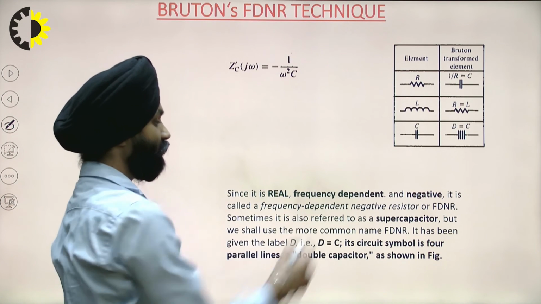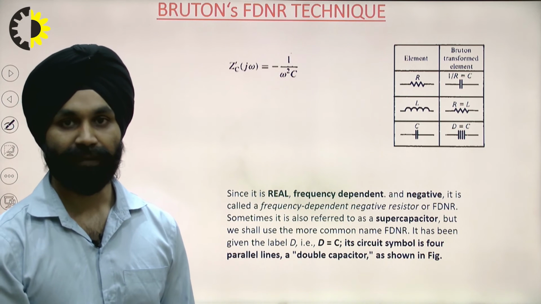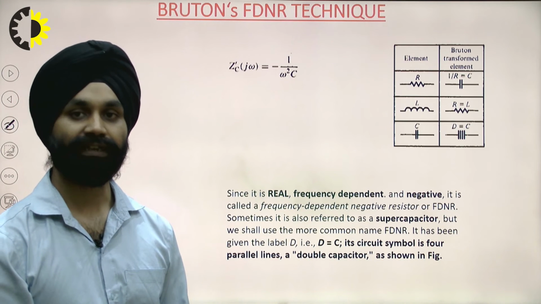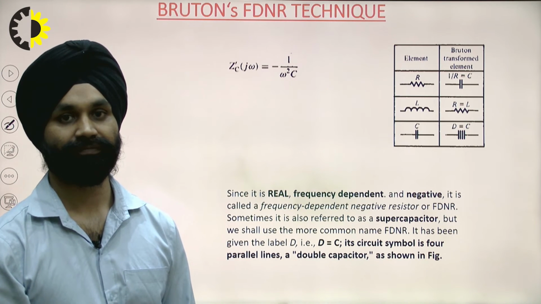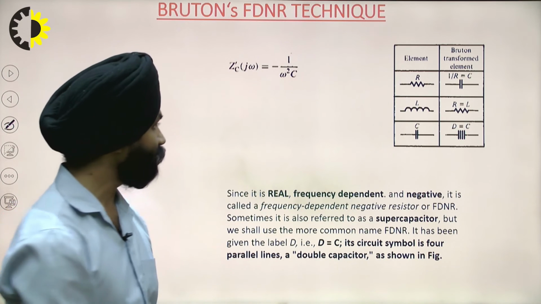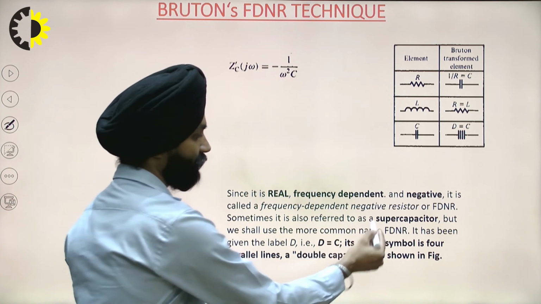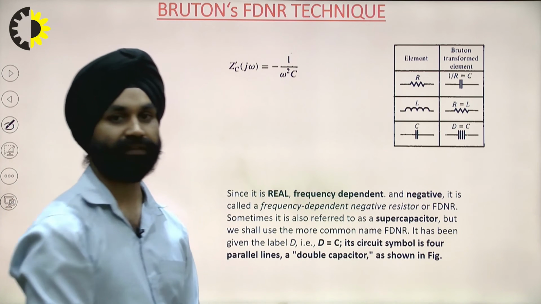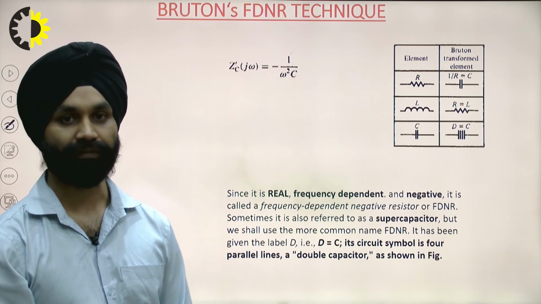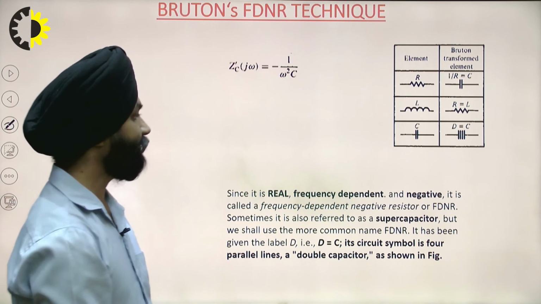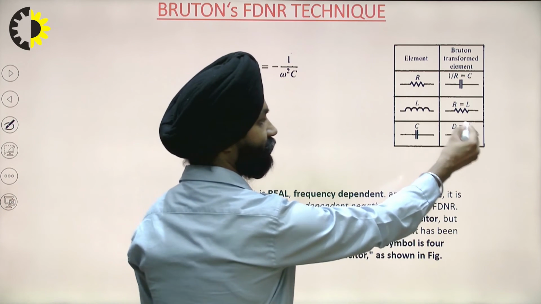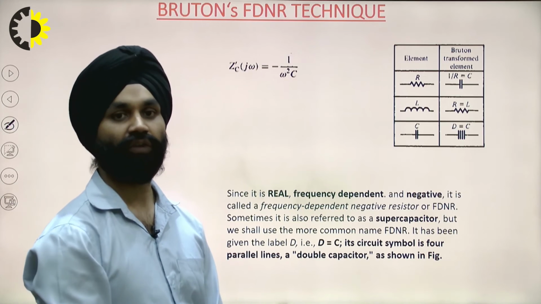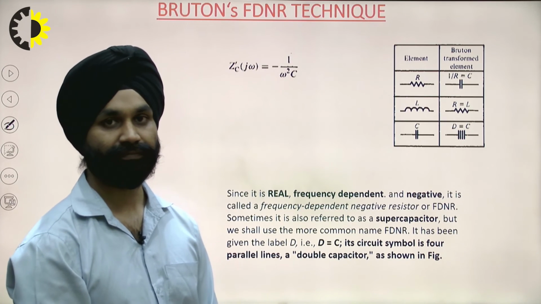Another thing, it is frequency dependent, and second, it is negative. So it is also called the supercapacitor, but mostly it is known as FDNR. And its representation is a double capacitor or 4 parallel lines.